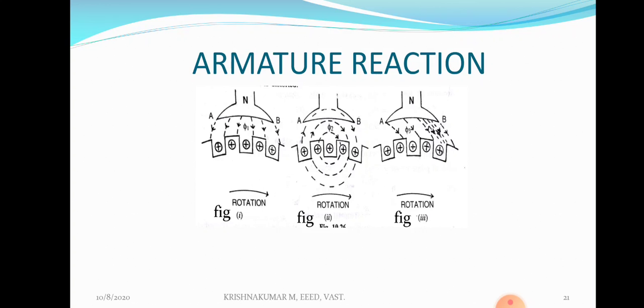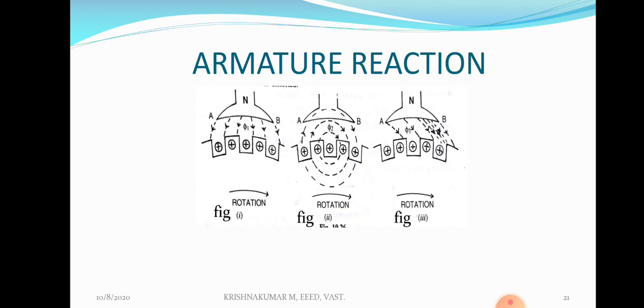Imagine there is only phi 2 in the generator. So the direction of phi 2 is as in figure 2. Please note the direction of phi 2. Then actually phi 1 and phi 2 are acting together. Phi 2 superimposes on phi 1, and the unequal flux distribution takes place because of this armature reaction.